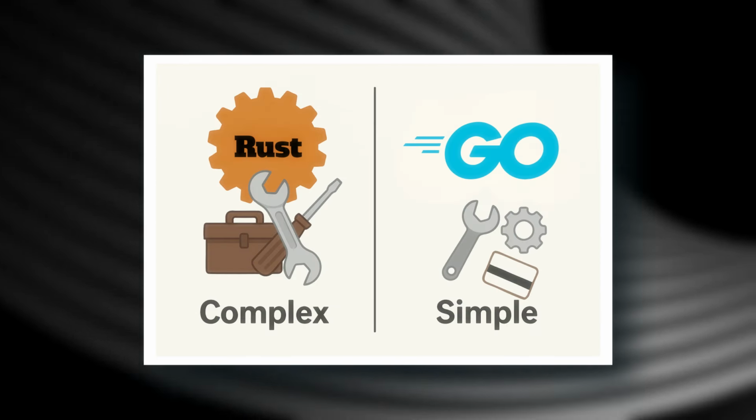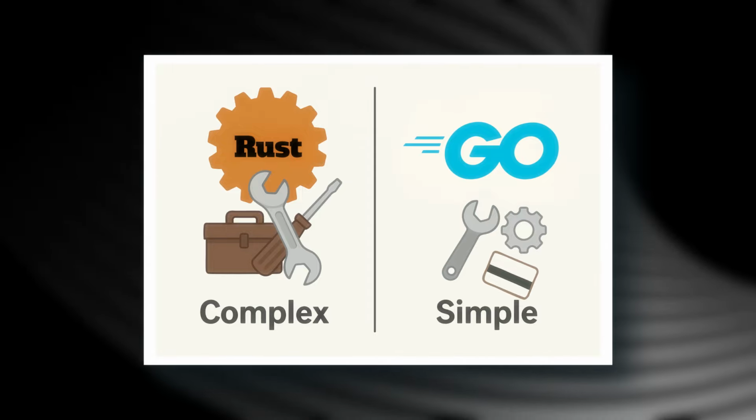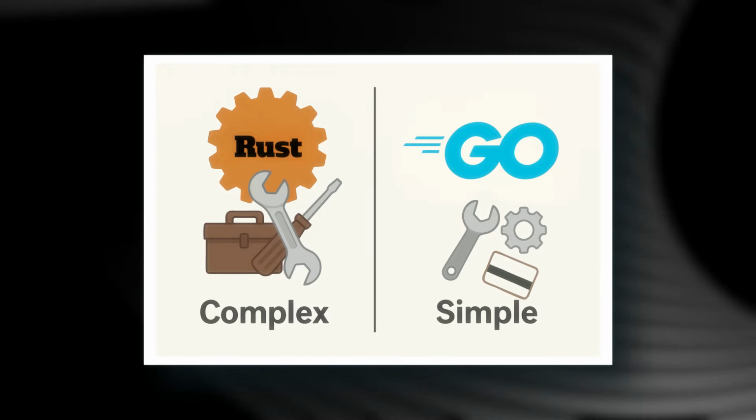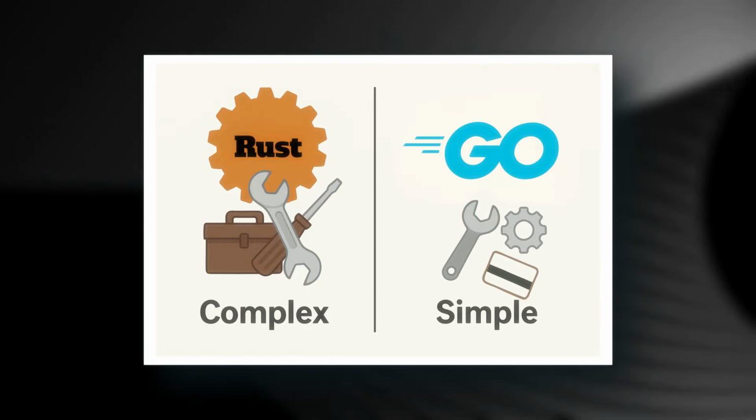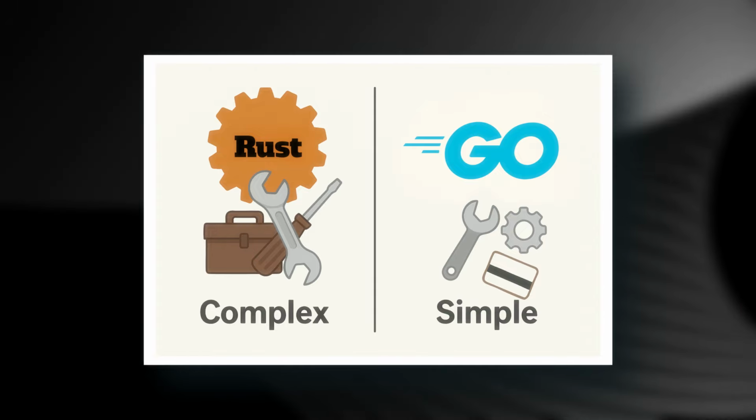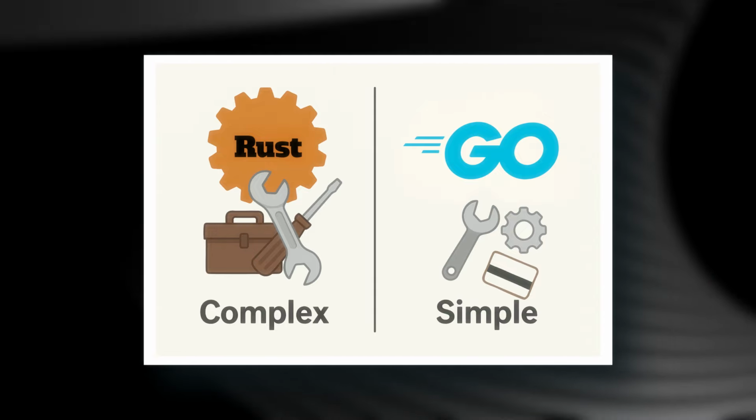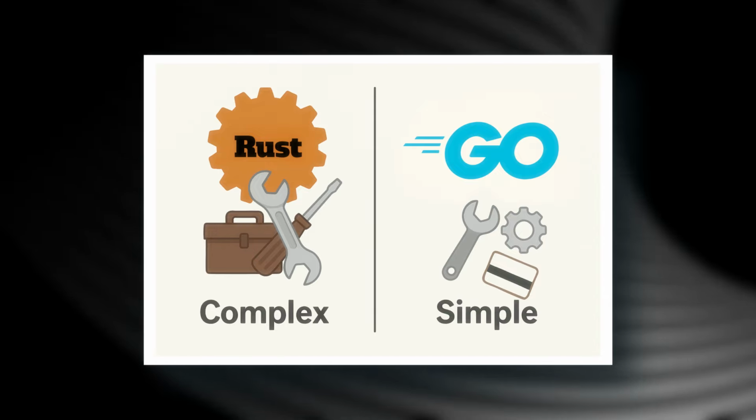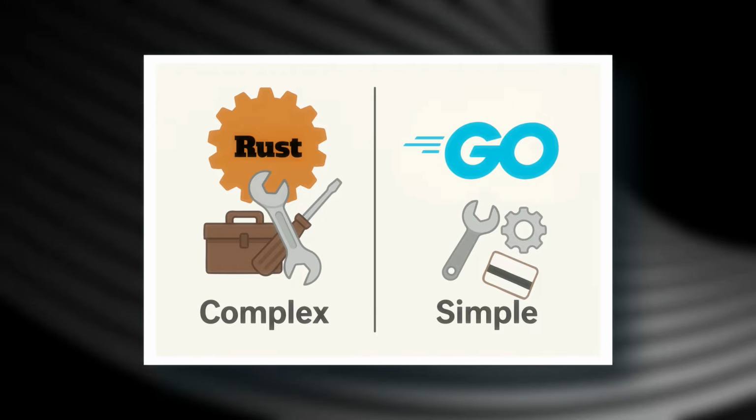The difference in tooling reflects the languages' philosophies. Rust gives you powerful tools for complex problems. Go gives you simple tools that work immediately. Both approaches have their merits, and both ecosystems continue to evolve rapidly.